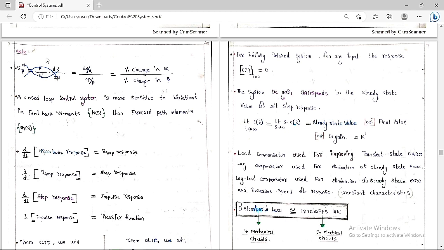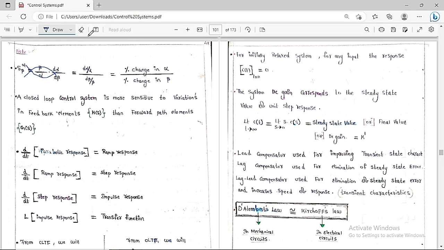So this is a shortcut to remember, which I have already told you. The sensitivity of alpha with respect to beta is equal to beta by alpha into d alpha by d beta. Here beta means beta, and alpha means alpha. So this is d alpha by d beta. You can also write it in another form, d alpha by d beta by beta. If we rewrite this, we get beta by alpha into d alpha by d beta.